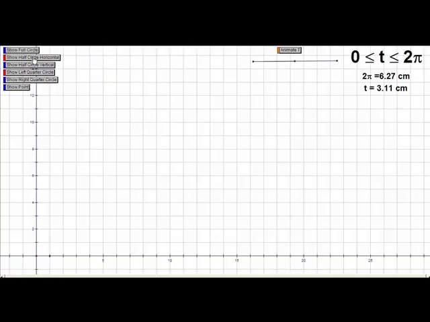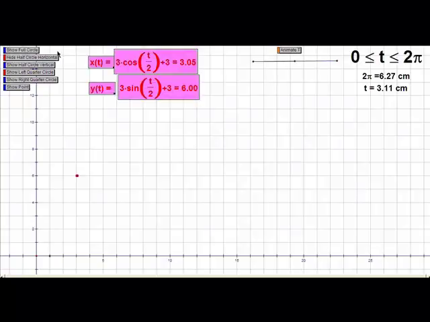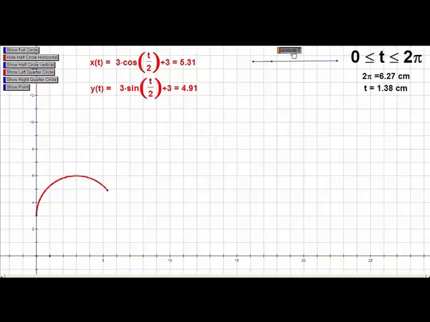In example number 2, we would like to create a horizontal half circle. Our equation will look like x of t equals 3 cosine of t divided by 2 plus 3 and y of t equals 3 sine of t divided by 2 plus 3. As you can see, dividing the t by 2 gives us the half circle.